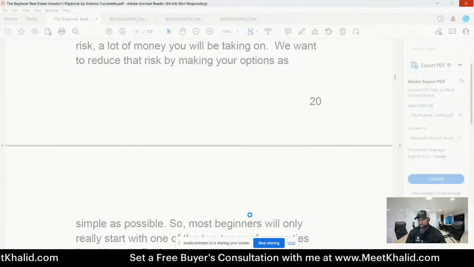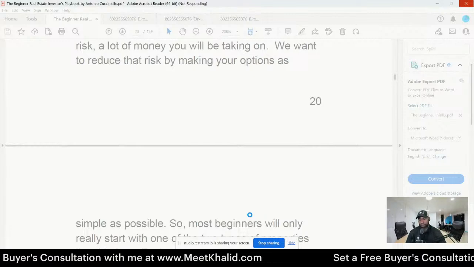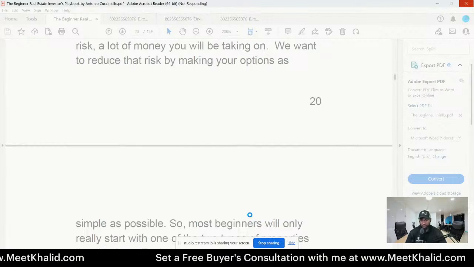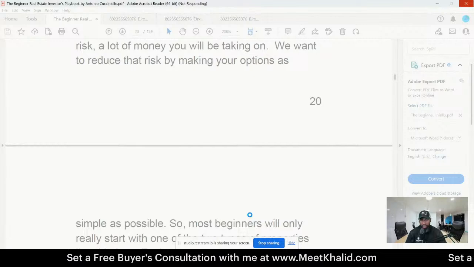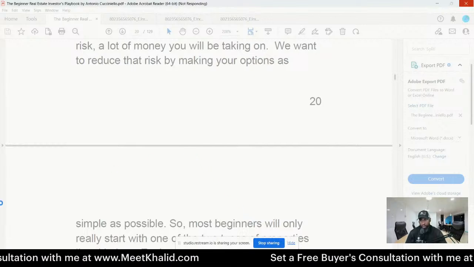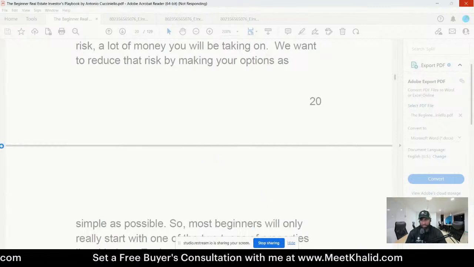Okay. So what I'm going to do is we're going to stop here because of technical difficulties. And then we'll start on page 20 tomorrow. So we'll start on page 20 and take it from there, y'all.